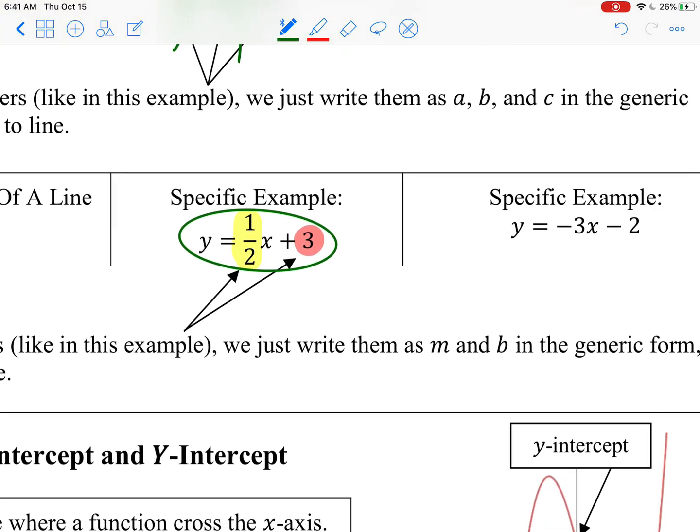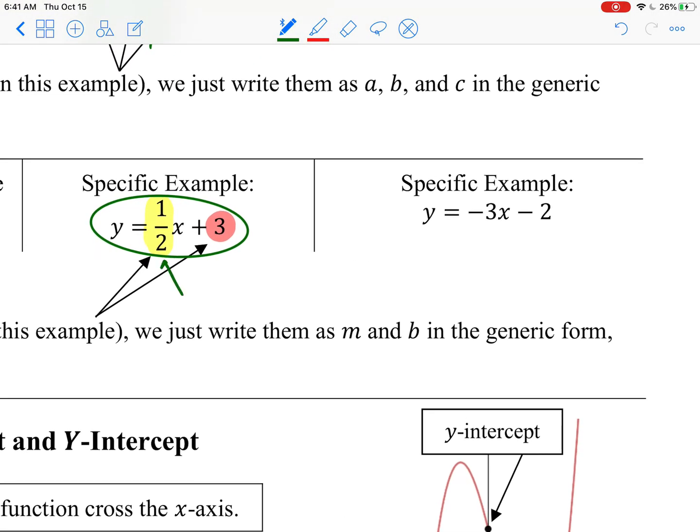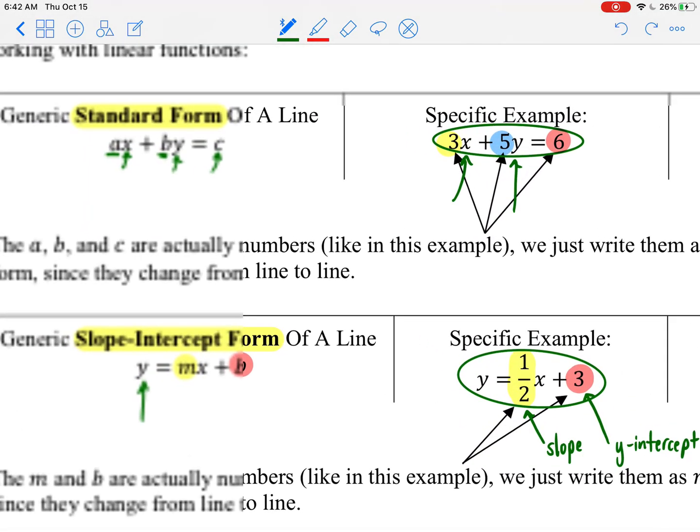And what's cool about this is that the slope is just this number in the yellow, and the y-intercept happens to be this red number here. So the y-intercept happens to be this red number. And here's another specific example. Your slope here would be -3, and your y-intercept would be -2. So we're going to go over and talk about how to graph these. So this is a good thing to remember, though.